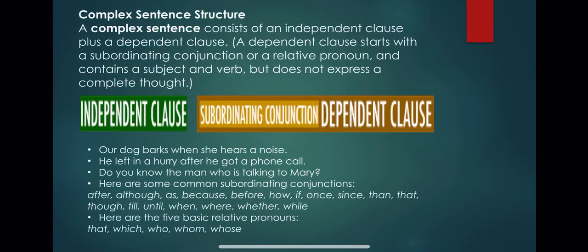Okay, the complex sentence structure. A complex sentence consists of an independent clause plus a dependent clause. This dependent clause, which can't stand alone, starts with a subordinating conjunction or relative pronoun and contains a subject and verb but does not express a complete thought. So actually, a complex sentence contains an independent clause and a dependent clause.